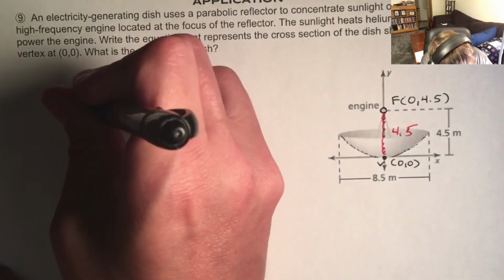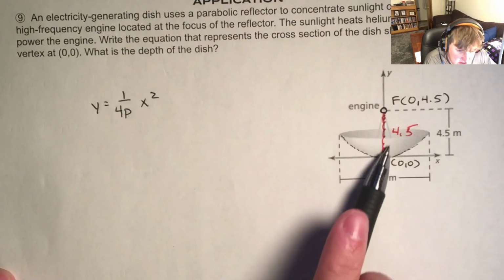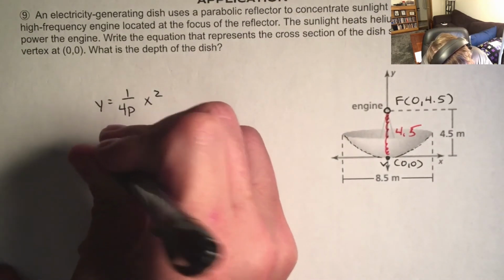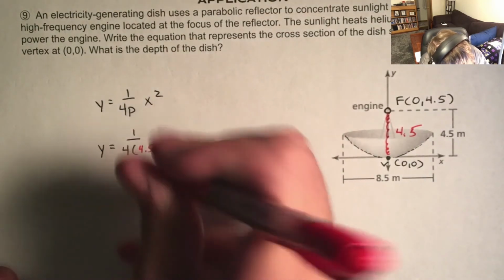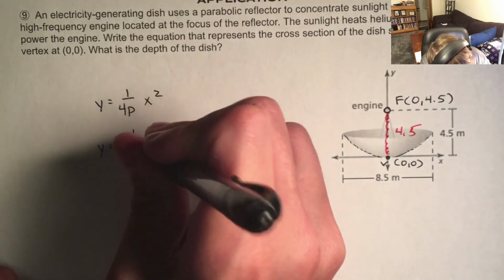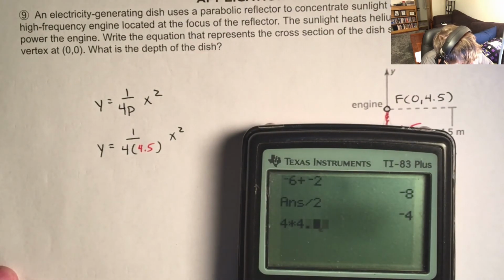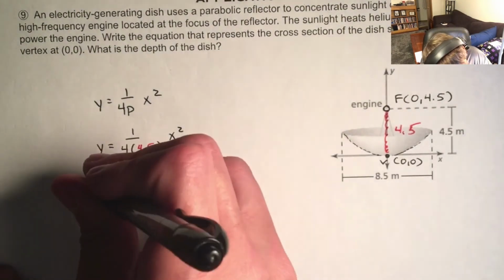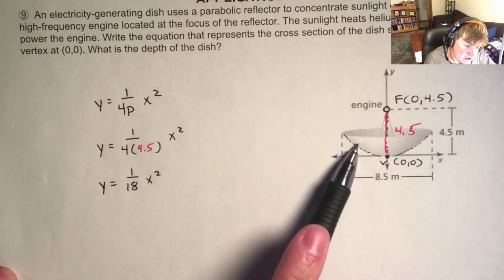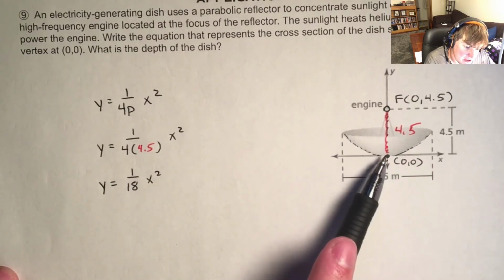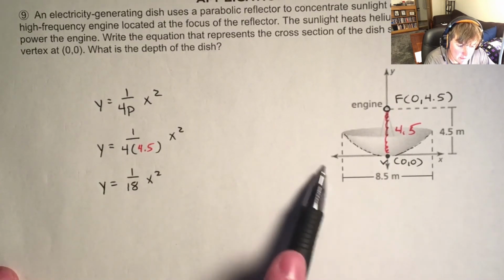And then the equation is simply y is equal to 1 over 4p x squared, where p is that distance. So this is going to be y is equal to 1 over 4 times 4.5 x squared. And I do not know what 4 times 4.5 is. 18. Actually, I probably should have known that, but that's all right. So the outline of the bottom part of my cross section, if this is the middle, is y is equal to 1/18 x squared. Okay, and then that will help us.